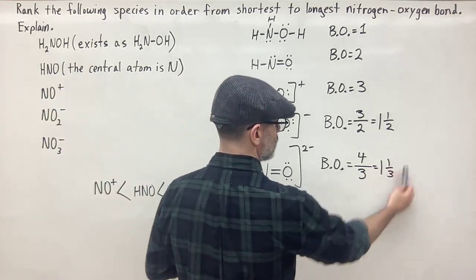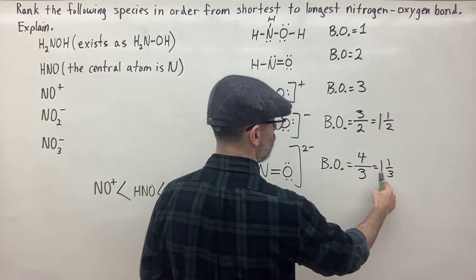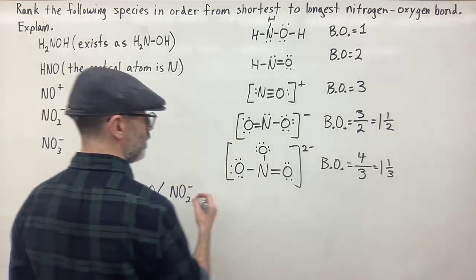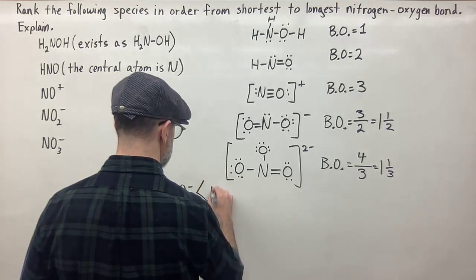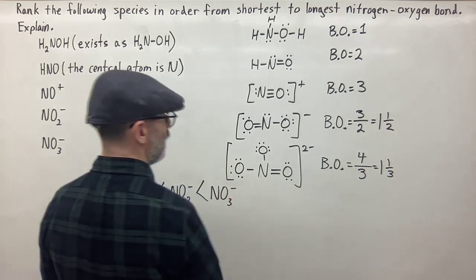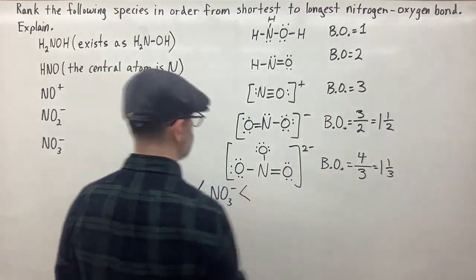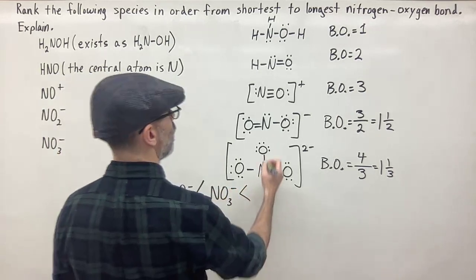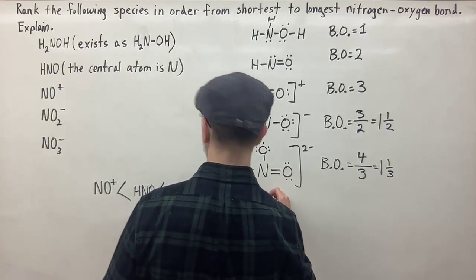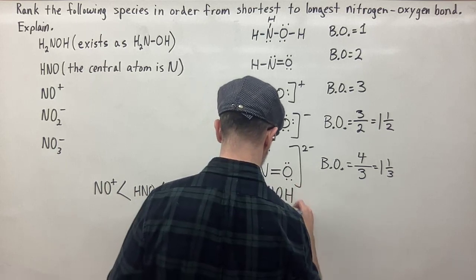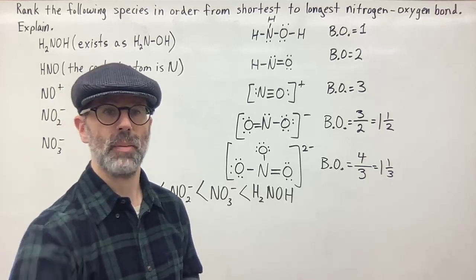And then next, the next smaller bond order is going to be 1 1/3. So that's going to be this one. That's going to be a longer bond length. So that's going to be NO3⁻. And then finally, number 1, this is going to have the longest bond length. So that's going to be NOH2, NOH. And so that would be the order from shortest to longest in bond length.